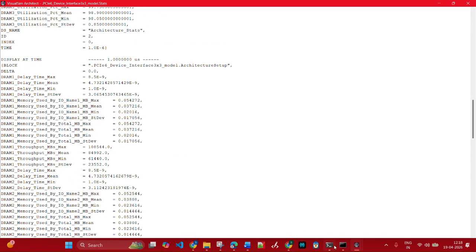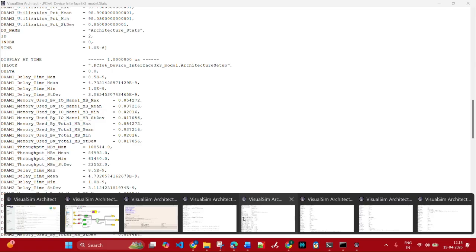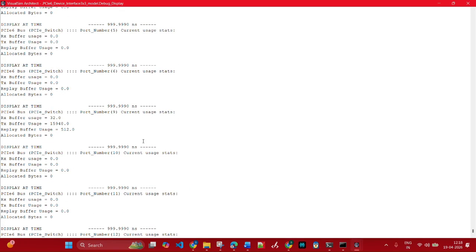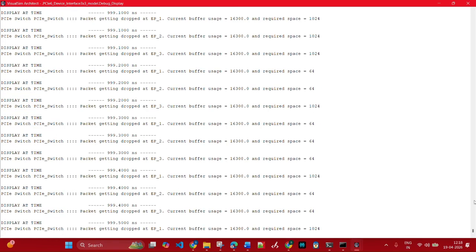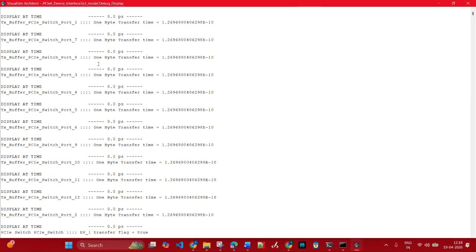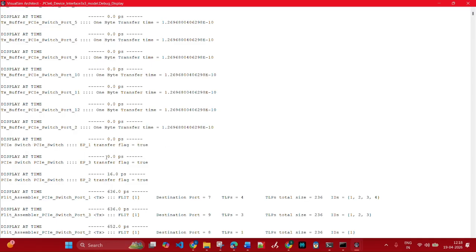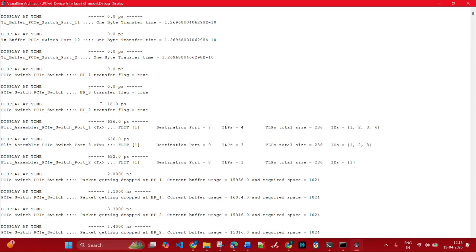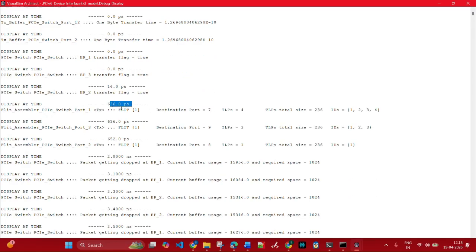In general, there is one more stat, the PCIe debug. It shows what is happening inside the PCIe bus, what this model is doing: at 0 picoseconds the initialization, what is happening and what is not. At 0.63 nanoseconds, my PCI port 1 received a transaction from TG1, and it says my destination port is 7.